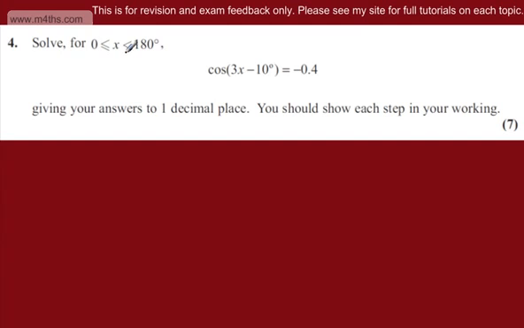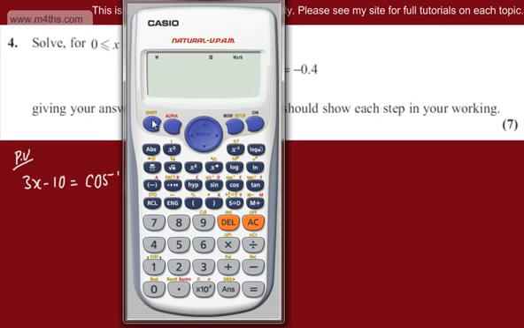You could alter your interval, or you could simply go ahead and find a principal value for 3x minus 10 and then find subsequent solutions. So that's what I'm going to do right here. For the principal value, we can say 3x minus 10 will be equal to the inverse cosine of minus 0.4. I'll check that my calculator's in degrees mode, shift mode 3, and do the inverse cosine of minus 0.4.